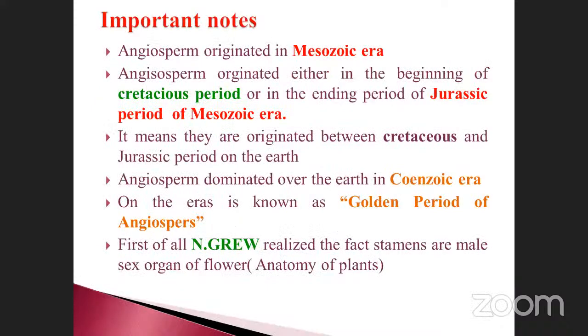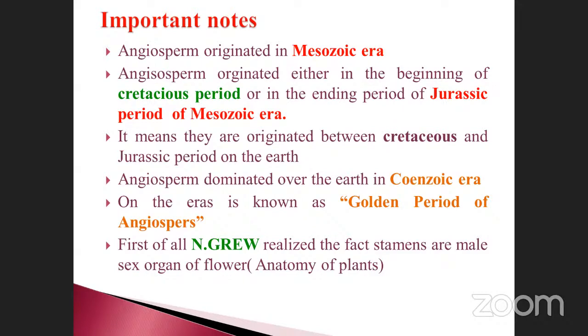Before that, we must know how it started. In the historical aspect, we must know. So many times they ask questions from this. In which era did angiosperms originate? Like that they may ask. That is called the Mesozoic era. You must note it down.